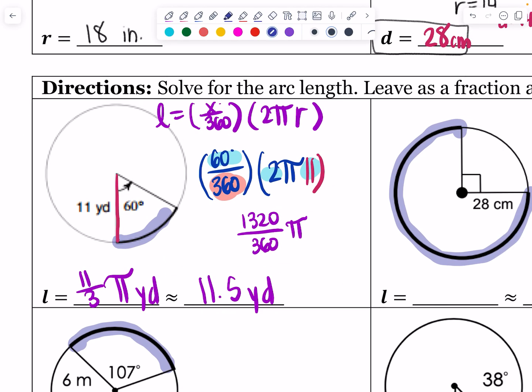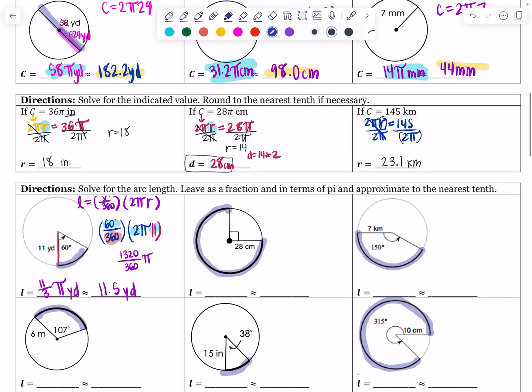Okay, so here's my exact answer. Let's see what color code I did this. My exact answer is going to be the blue one. That's what it's equal to. My rounded answer is going to be the yellow one because that says approximately.